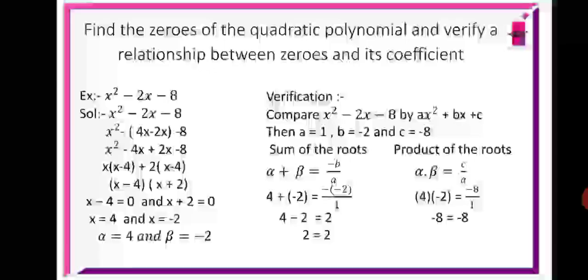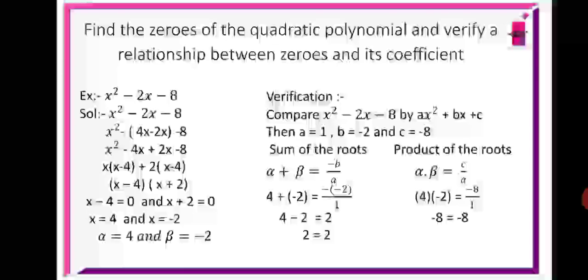Now find the zeros of the quadratic polynomial and verify the relationship between zeros and its coefficients. Example: x square minus 2x minus 8. So we are going to factorize this. x square minus 2x minus 8 is factorized as x square minus 4x plus 2x minus 8. Then it is factorized as (x minus 4) and (x plus 2). That is, the zeros are x minus 4 equal to 0, that is x equal to 4, and x plus 2 equal to 0, that is x equal to minus 2. Therefore, alpha and beta are 4 and minus 2.